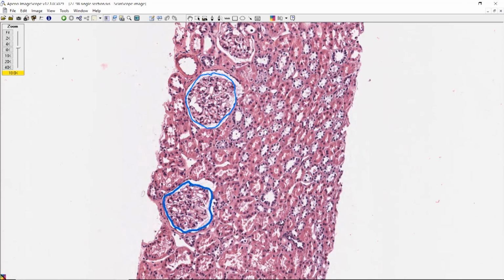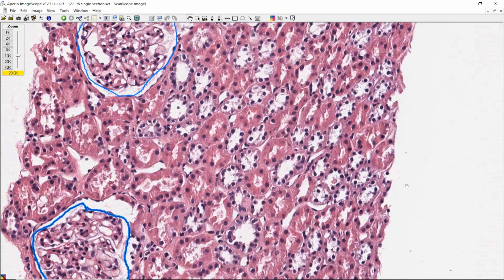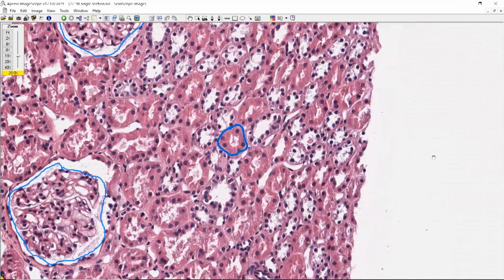Let's take a closer look over here. You can see that these are tubules. Some of these tubules have large amounts of pink cytoplasm. Those are the proximal convoluted tubules. I will outline 1 proximal convoluted tubule with my pen. Some of the tubules have much less cytoplasm, such as this one right here. This is a distal convoluted tubule. I'm going to outline it with my pen.